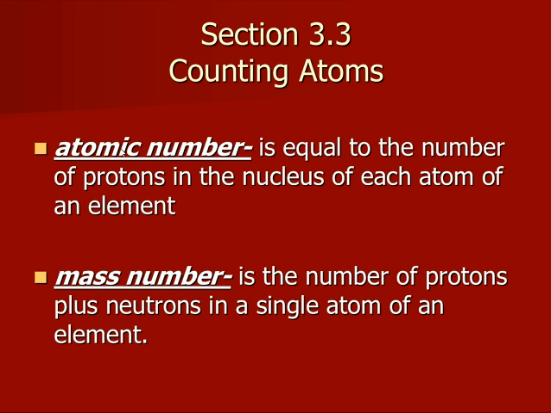We have the mass number, which is the number of protons plus the number of neutrons of a single atom of an element. This is not an average. You're looking at one particular atom, and not an average. You're looking at an actual atom, and you're counting how many protons and neutrons are in that nucleus.